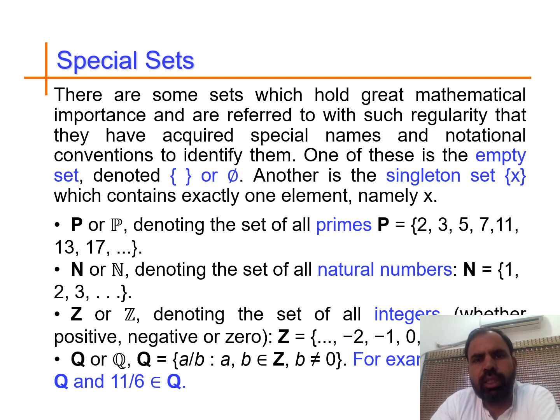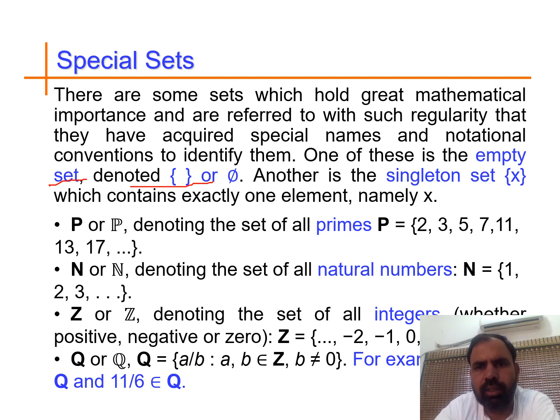Special sets. There are some sets which hold great mathematical importance and are referred to with such regularity that they have special names and notations, conventions to identify them. One of them is the empty set, which I have already discussed with you, and it's denoted by these brackets or simply phi. This is the sign of brackets for sets, and there is no element in this set, so this is the empty set. It may be represented as phi.